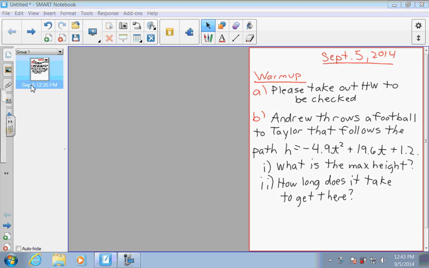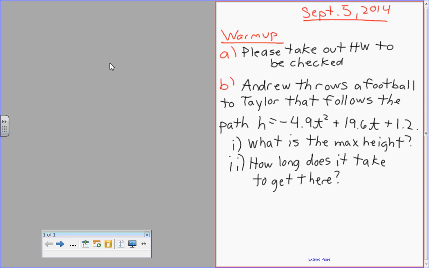Okay, it says Andrew throws a football to Taylor that follows the path h equals negative 4.9 t squared plus 19.6 t plus 1.2. What is the maximum height of the ball? I didn't get big into this yesterday, but I'm going to right now. As soon as you hear the word maximum or minimum, what do you instantly find? The maximum or minimum point of a parabola?